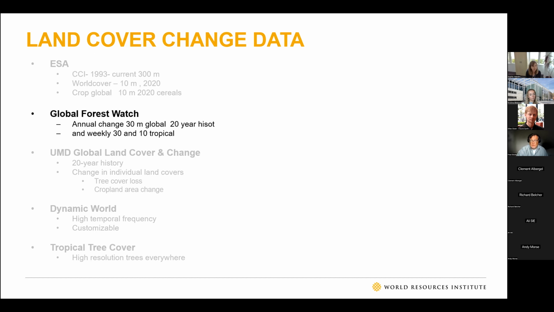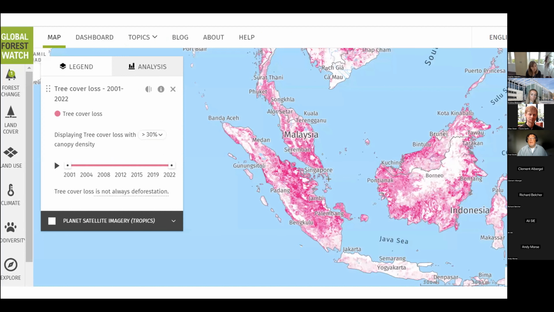Another data set is the Global Forest Watch. It's an annual data set, 30 meter global, that's 20 years, but also a weekly alert on 30 and 10 meters, but then only in the tropics. So this is the data you can see. There's a time slider, and any time you're interested in, you can see where the changes are. I zoomed here on Indonesia, so you can easily see the change.